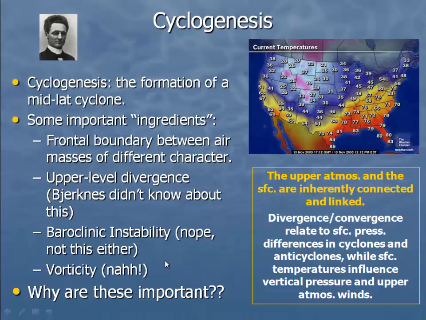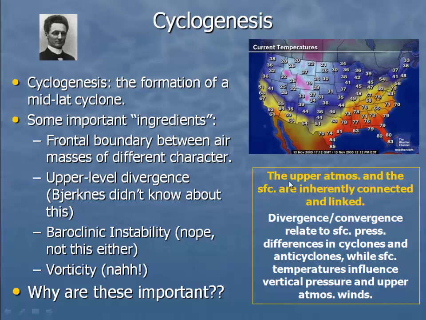So if you put all of these together, why do we care about cyclogenesis? It's really because at the surface of the Earth, if you're trying to forecast abrupt changes in weather, snowstorms, severe weather, or any sort of high-impact weather events, you want to be able to forecast where these mid-latitude cyclones are and where they might move.